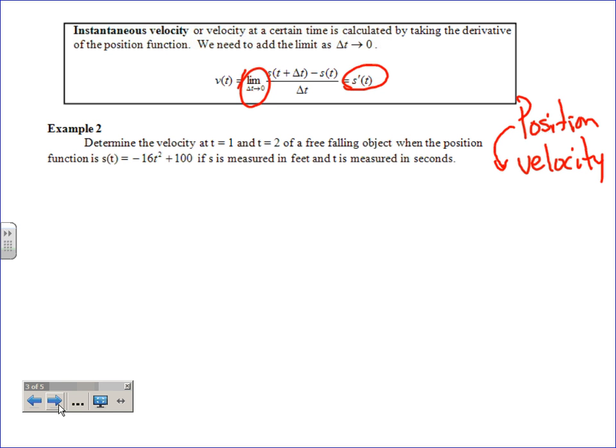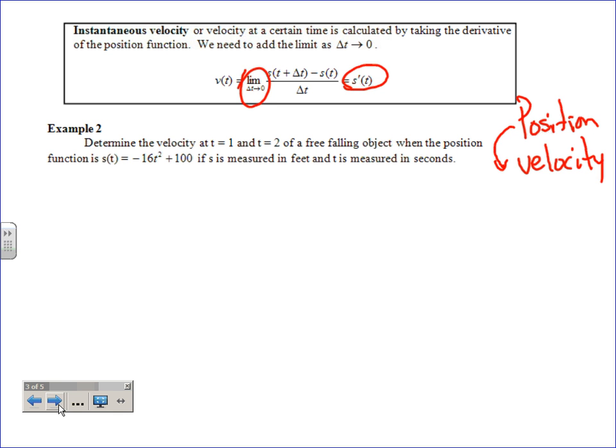So it's determining the velocity at time equal 1 and time equal 2 of a free-falling object. Is it saying over that interval? No, it's saying at 1. It's saying what is the rate of change? If I'm asking at that point, is that a secant line or a tangent line? Tangent. Right at that point, what's it doing? And right at 2, what is it doing? So this is more instantaneous.